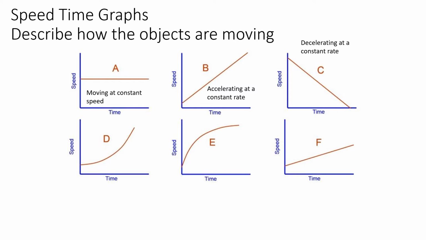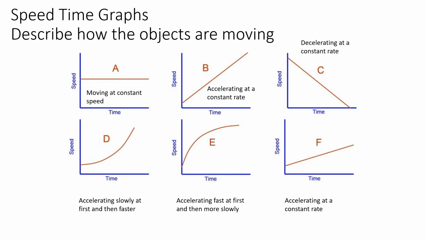Look at D. At D, the gradient is increasing, so its acceleration is getting faster and faster. It's accelerating slowly at first and then faster. And E is the opposite. It's accelerating quickly at first and then more slowly. How does F compare with B? It's still accelerating at a constant rate, but its rate is less than B.